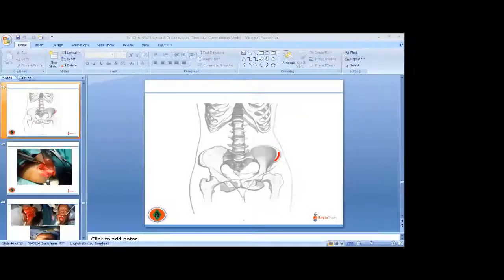Now we have some questions for you, Dr. Akintububo. The first question is this: what is the significant difference between a primary and secondary alveolar bone graft?